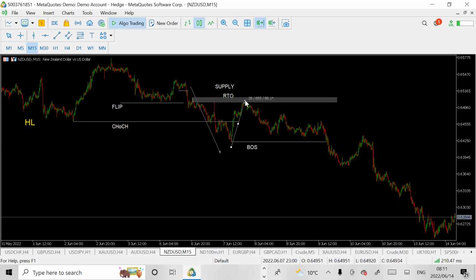On 15, you have the same approach as on 1 hour, on 4 hour, on higher time frames. You still have to apply the same approach here on 15 also to make entries. You have to wait for the church and the break of structure, then a return to order block, then you take an entry. You do the same thing you did on 1 hour. That's what we call confirmation entry on 15.